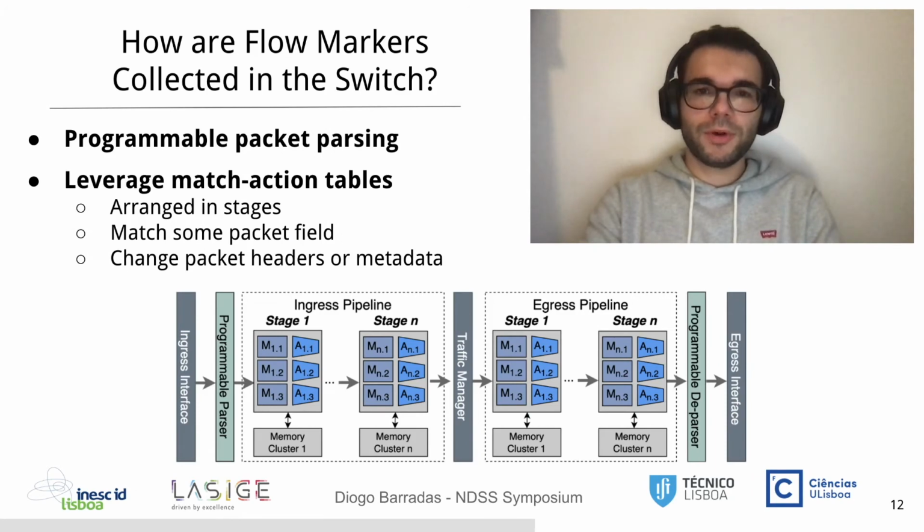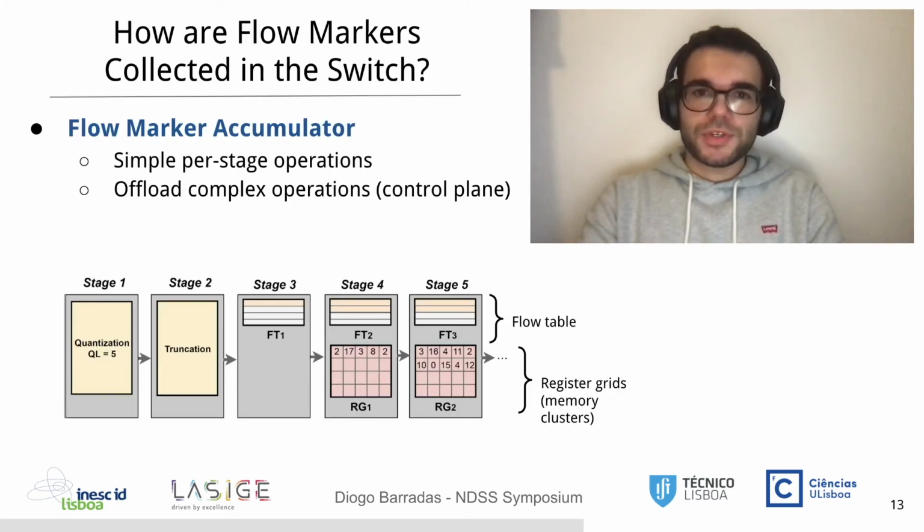Before showing you how flow markers are collected in the switch, I'm first going to guide you through what the architecture of a programmable switch looks like. These switches are composed of a programmable packet parsing pipeline that leverages match action tables arranged into a number of stages. Each of these tables can match some packet field and trigger an action that can change packet headers or metadata tied to that packet. So we use programmable switches for implementing our flow marker accumulator, whose stages are mapped into the packet parsing pipeline as shown in the figure below.